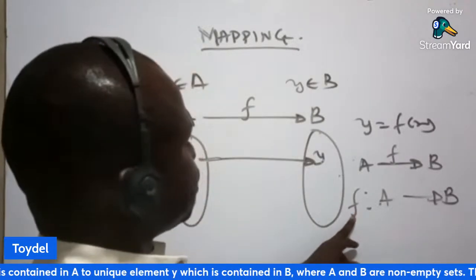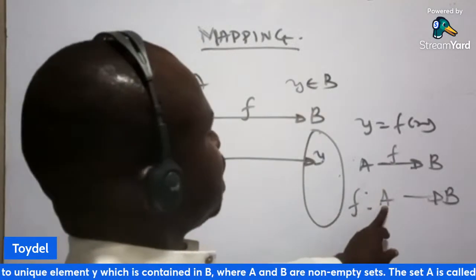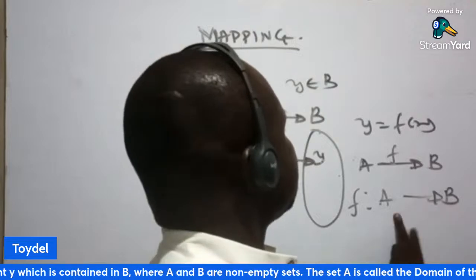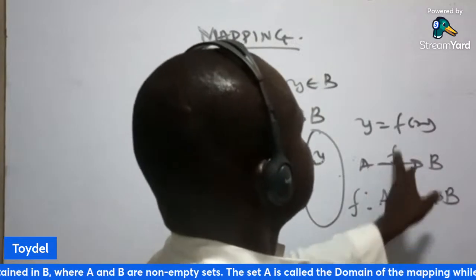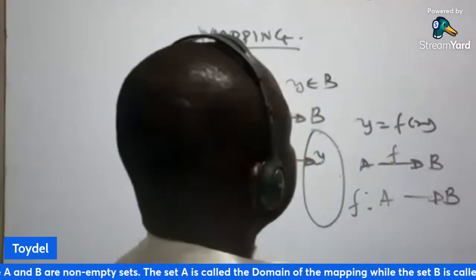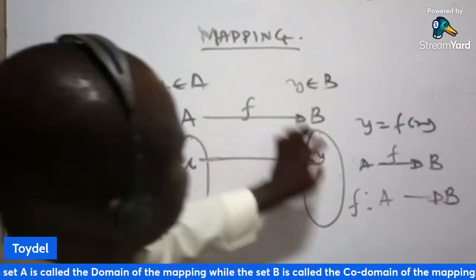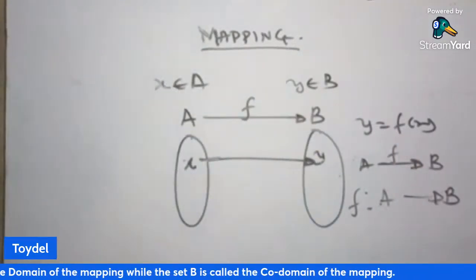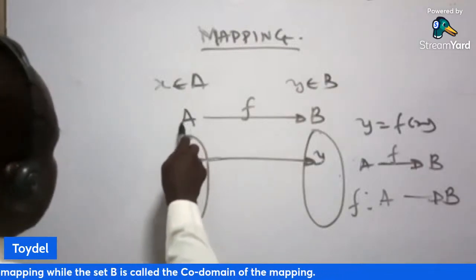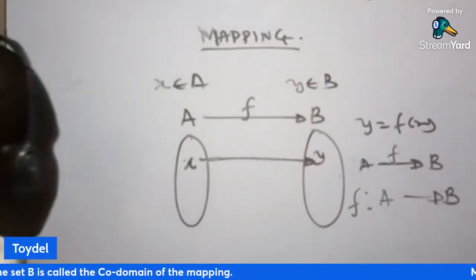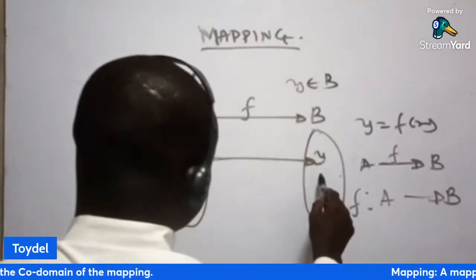This is a relation or function. It takes elements from A to B. This function acts on each element here to get the codomain. So all the elements in A are called the domain, while B is called the codomain. Then in B, we can have so many elements.